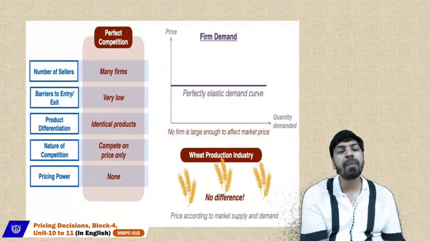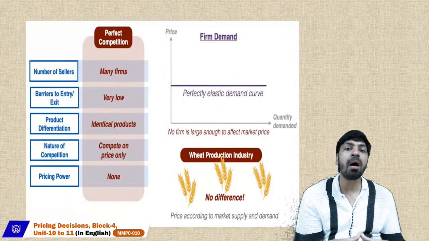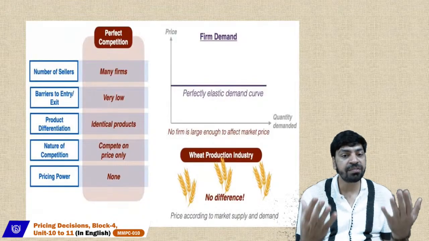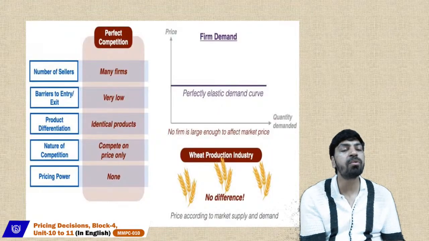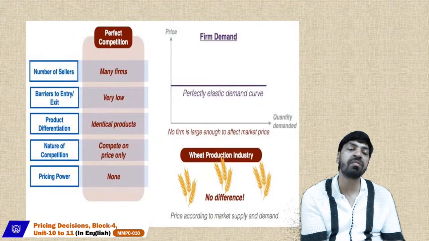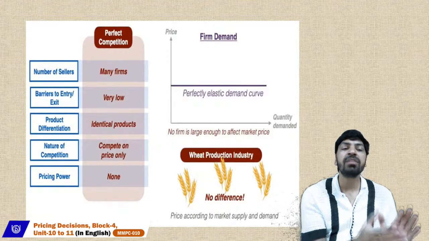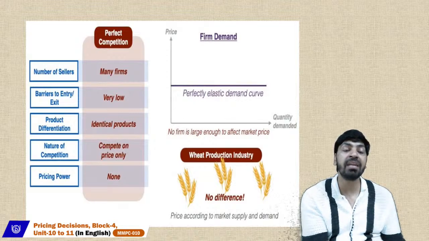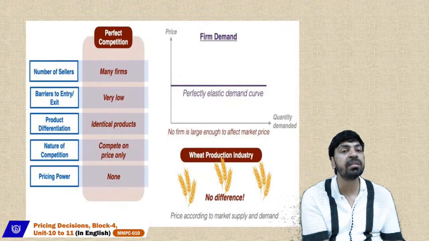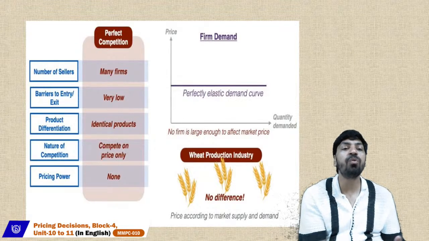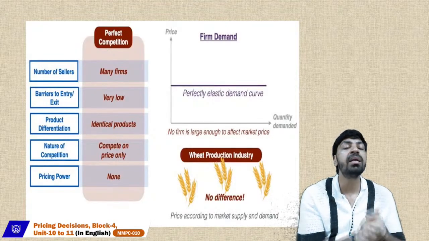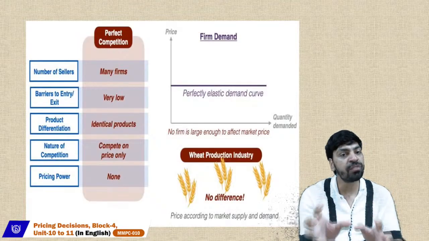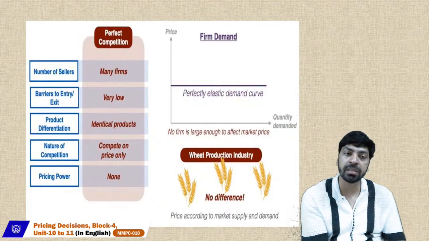So this is all about the feature. This is all about the shape of the demand curves under these four markets. When we talk about the main five features of perfect competition, the first one is number of sellers. There are many firms, many sellers in this market who are selling homogeneous products and charging a uniform price in the same market.